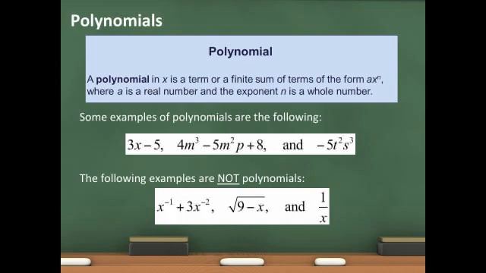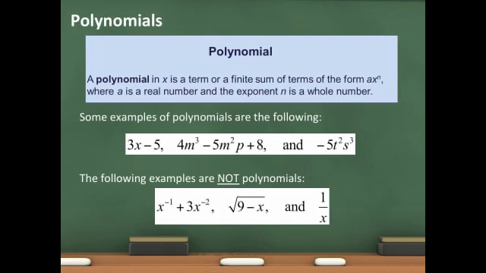the second power times p plus 8, and negative 5t raised to the second power times s raised to the third power. To better understand this definition, let's look at some examples that are not polynomials. x raised to the negative 1 power plus 3x raised to the negative 2 power. This example is not a polynomial because the exponents negative 1 and negative 2 are not whole numbers. Recall that whole numbers are the positive numbers on the number line, including zero.